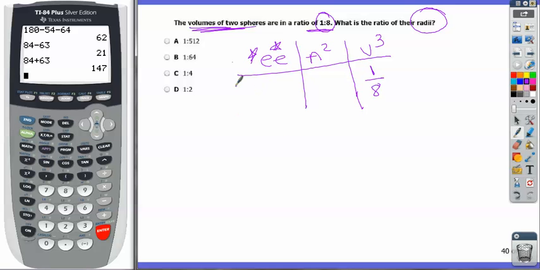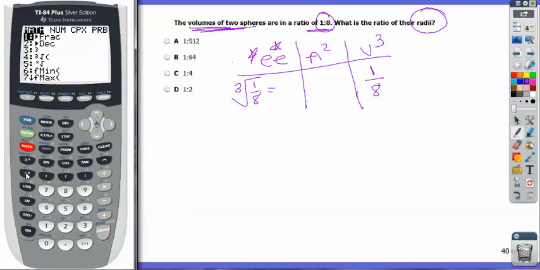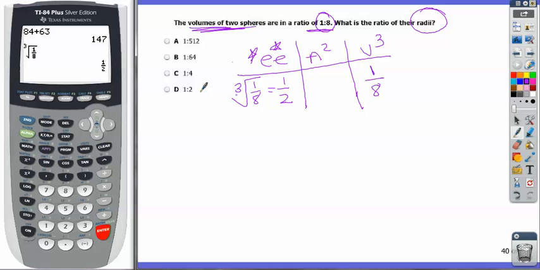I take the cubed root of 1 over 8. And I can do that on my calculator. When in doubt, I generally press the math button, but number 4 is cubed root. Now if I have to put a fraction in there, alpha y equals is going to give me 1/8. And let's see what we get. 1 to 2. So my answer is D.